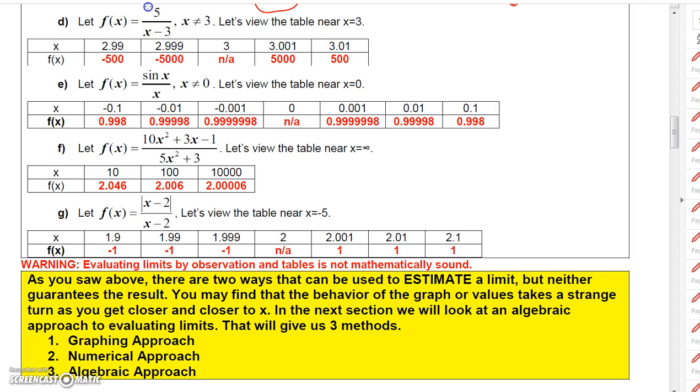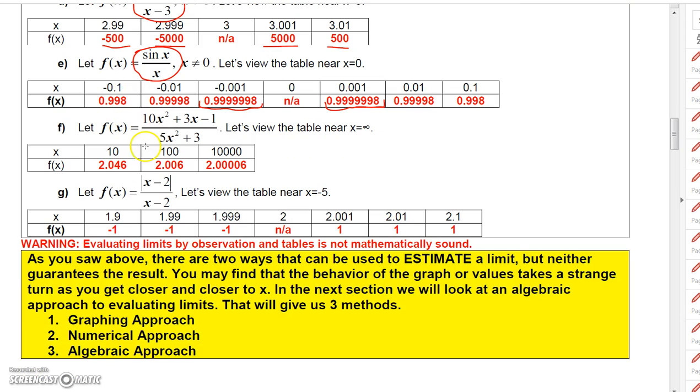Okay, for this function near 3, if you plug in 2.99 or 2.999, you'll notice the values get larger and larger in the negative sense. And if you approach 3 from the other side, 3.01, 3.001, notice the values get larger in the positive sense. The sine x over x, notice as you get closer and closer to 0 from the left or from the right, notice that the y values get closer and closer to 1. I mean, when you plug in 0.001 or -0.001, you pretty much have 1. 0.9999998 is pretty much 1.